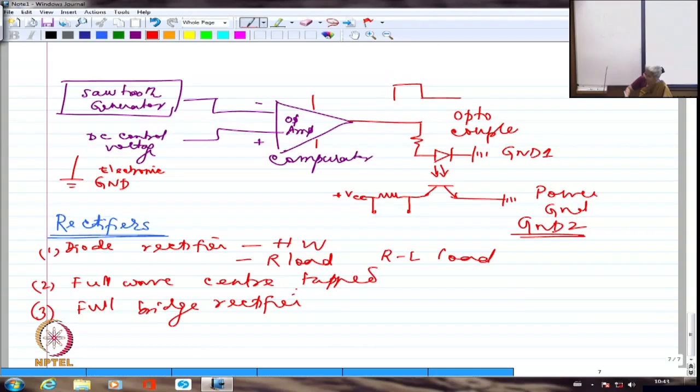Then we will go for the full bridge rectifier. Then, all these are single phase, of course, first. All of them are single phase. So we are looking at single phase AC to DC conversion. Then we will look at the thyristor or SCR rectifier.